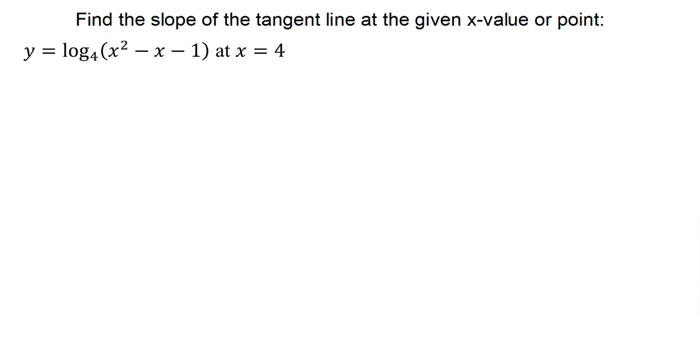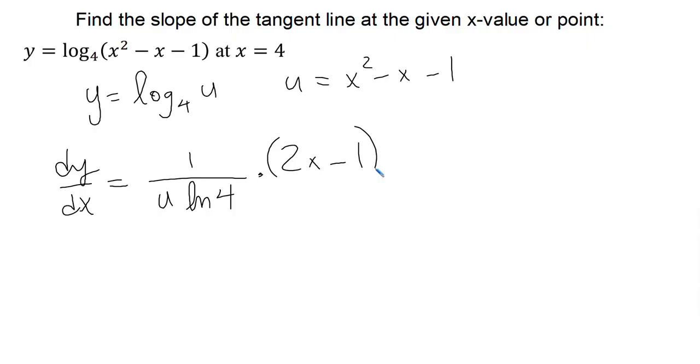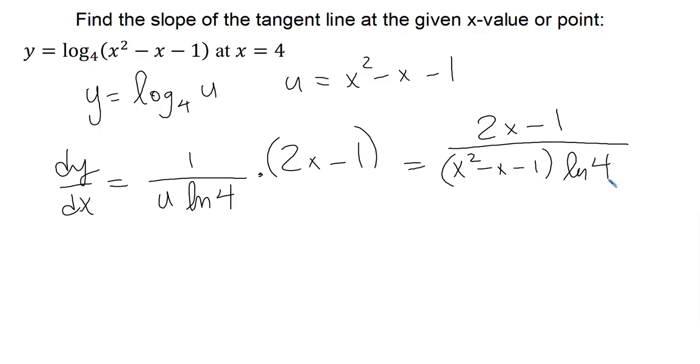All right, for our next one here, we have log base 4 of a function, right? So this is y equals log base 4 of u, where u is x squared minus x minus 1. So we need to use the derivative rule for log base a of u, which says that dy dx should be 1 over u times the natural log of that base. And then we multiply it by the derivative of u, which will just be 2x minus 1. So this looks like 2x minus 1 over x squared minus x minus 1 times the natural log of 4.